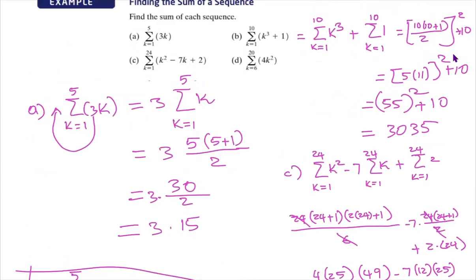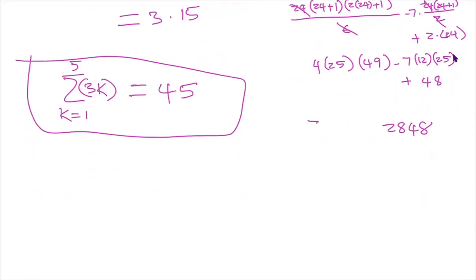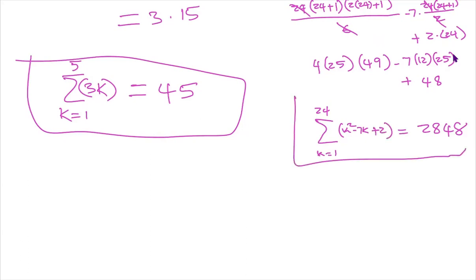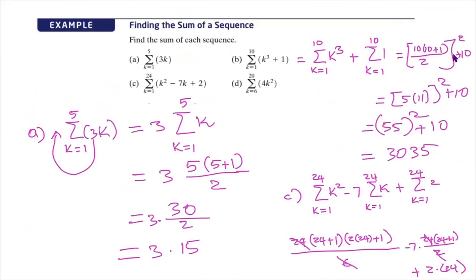So basically the summation from k equals 1 to 24 of k squared minus 7k plus 2 equals 2,848.